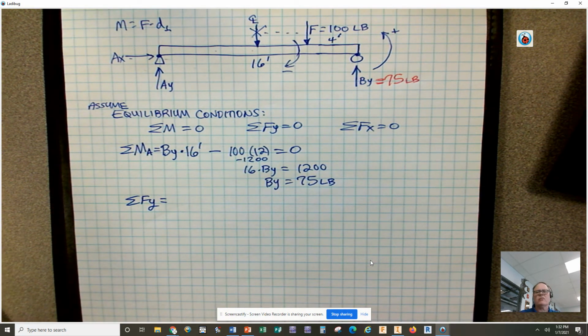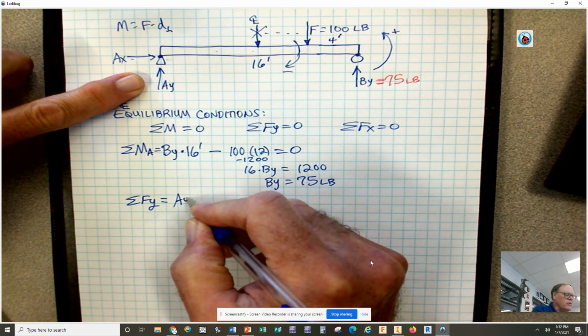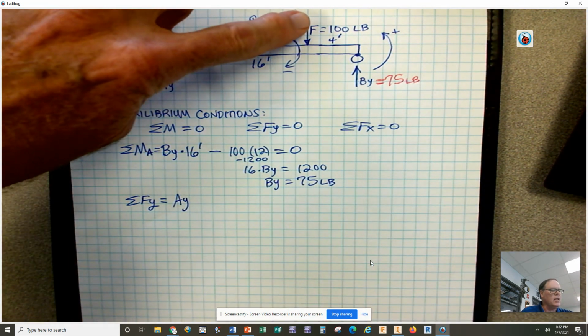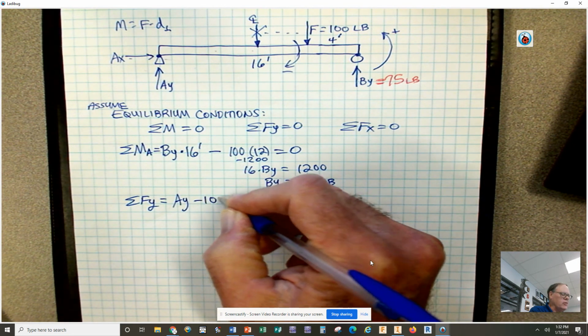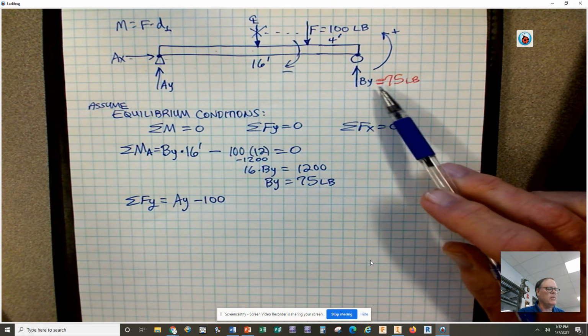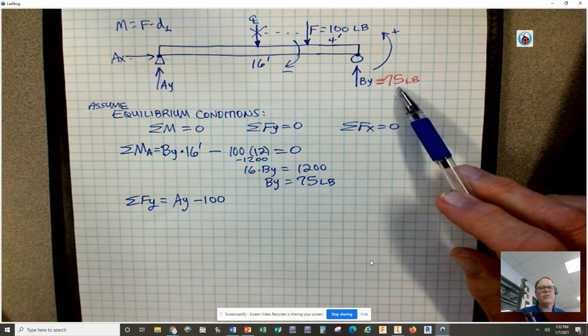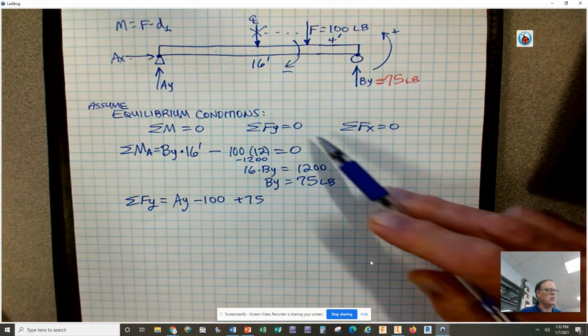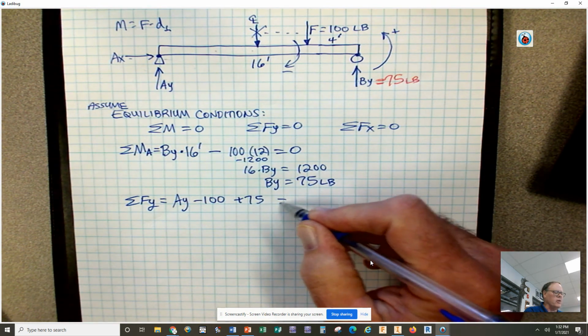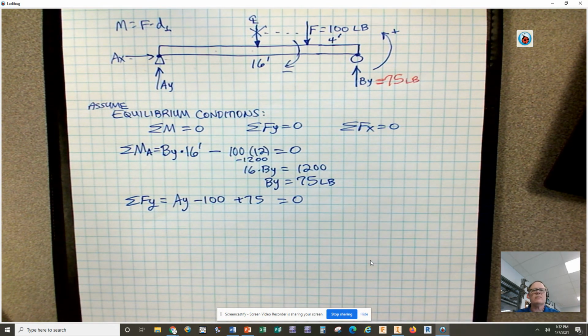So every vector that's vertical, up or down, I'm going to add it up, and this time I will include the A vectors because they're not canceled out in summing the forces. So we have a vector going up positive, that's AY. We have a negative force vector coming down, and that's 100 pounds, so that's going to be minus 100. And now we have a vertical vector BY that's 75 pounds going up, that's positive. So we're going to add that, and we know from the condition of equilibrium, the sum of the forces in the y direction all have to equal 0.